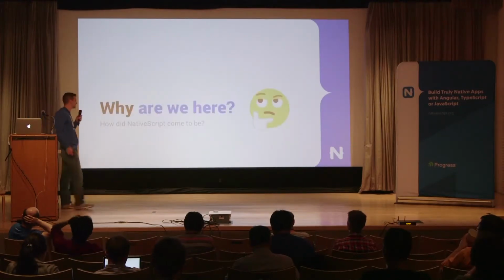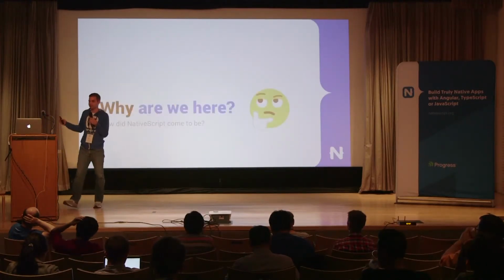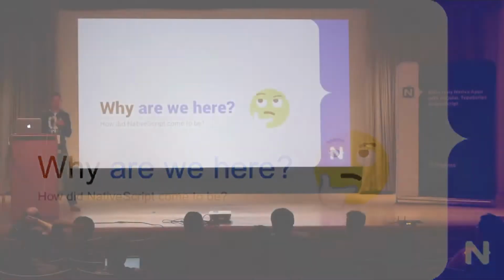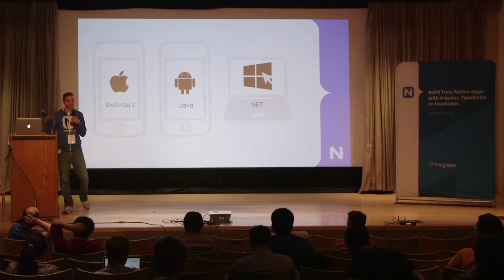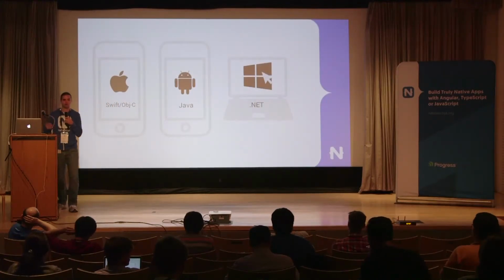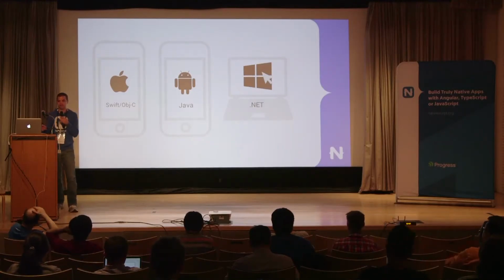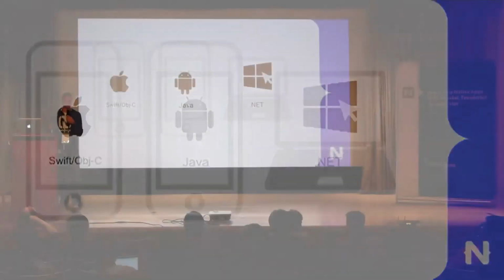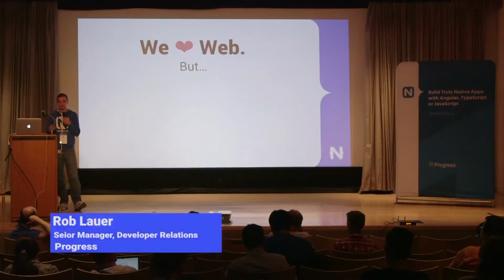So let's start with this existential question of why we are here. How did NativeScript really come to be over the last few years? Well, we've all seen this slide 100 times before, right? We're all trying to get a cross-platform experience on all these devices. And today we live in this world of silos, of course. If we're developing for iOS, we're using Objective-C or Swift. On Android, it's Java. On Windows, it's .NET and such. But what about cross-platform? How do we achieve this cross-platform utopia?